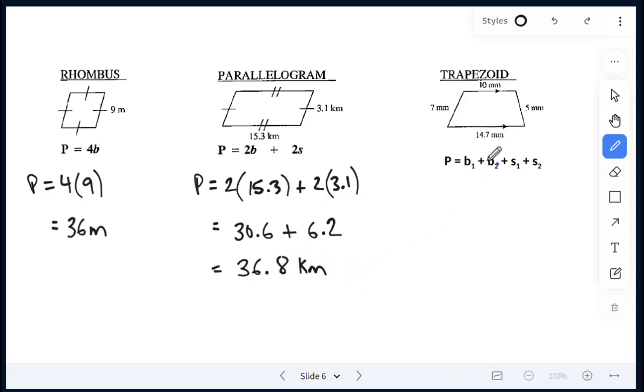When we have a trapezoid, B1 and B2 represent the two sides that are parallel. So this would be base 1, this would be base 2. Those two arrows show that these two are parallel, meaning they're always going to be an equal distance from each other. Base 1 is 14.7, base 2 is 10, side 1 we can say is 7, and side 2 is 5. We add those all together for a total of 36.7, and our units are millimeters. So 36.7 millimeters.